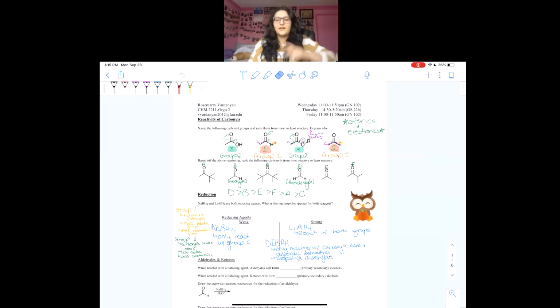Someone asked what exactly a carboxylic acid derivative is. It's basically anything that's a carbonyl with an electronegative atom here. So yeah, carboxylic acids, esters, amides, all that kind of stuff. And we'll learn more about that in the next chapter. Cool.